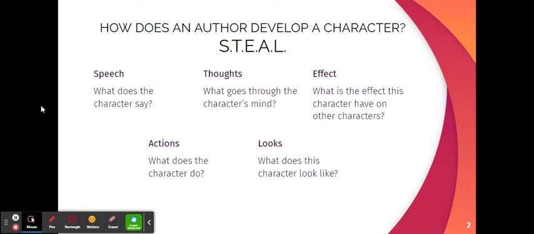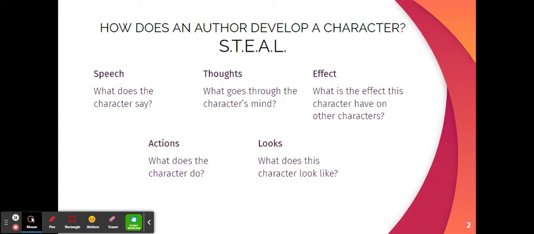Actions, this is very self-explanatory. This is the things they do or that they don't do. Sometimes they act a certain way in one situation, but not in another. What happens when they're confronted with a choice? What is the choice they make? And do they make a choice? That process, how they act.